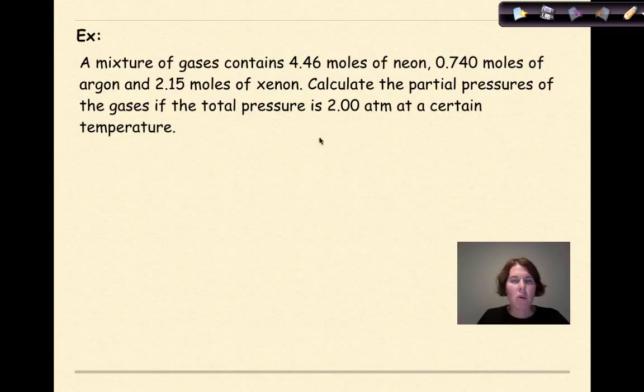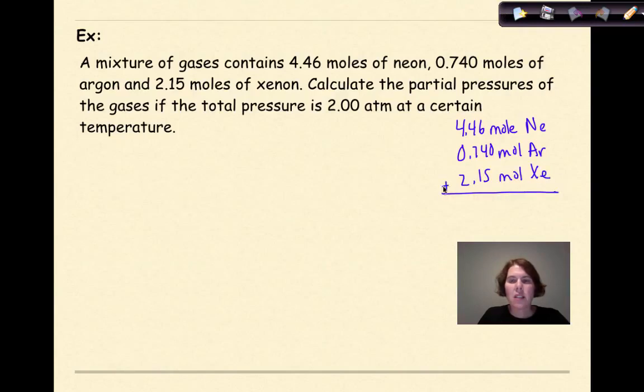So it's worth taking a moment and saying to yourself, all right, I have 4.46 moles of neon, 0.740 moles of argon and 2.15 moles of xenon. So I'm going to add these all together to get a total moles. So if I add these all up, I get 7.35 for my moles total, because I'm going to need to refer back to that.